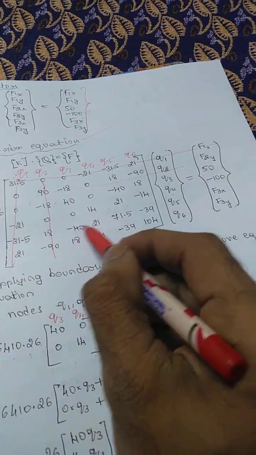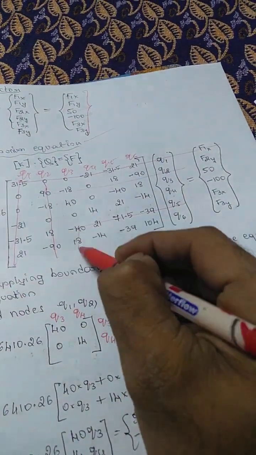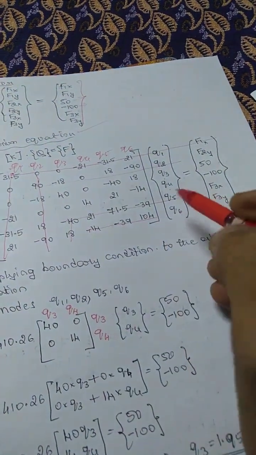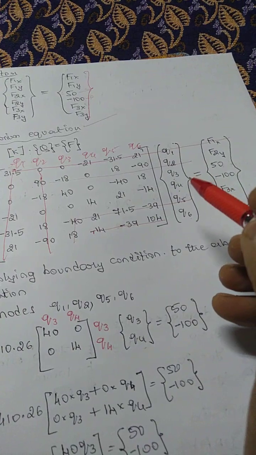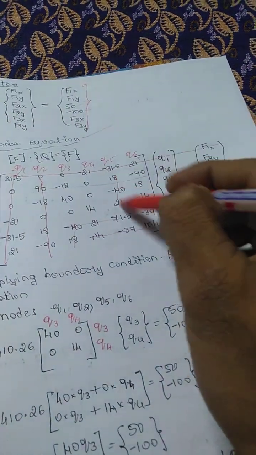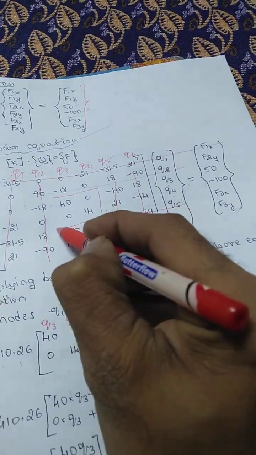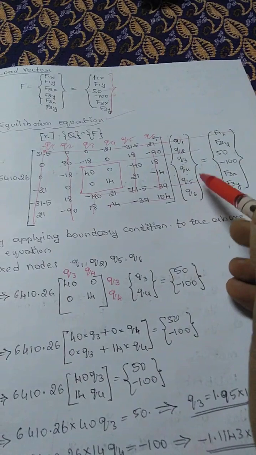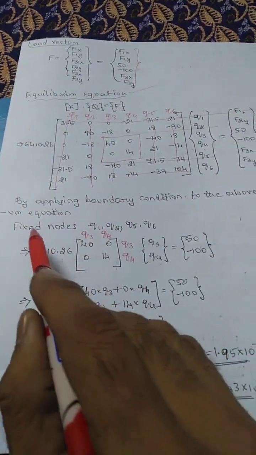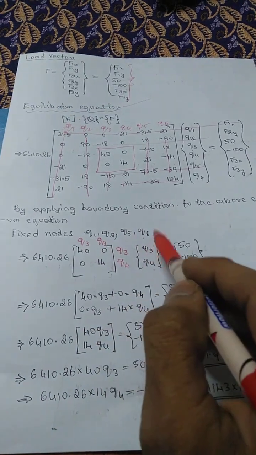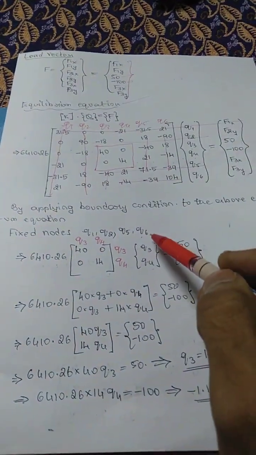Now q5 is gone, and q6 is also gone. So what remains is only these four values, q3, q4. Next, the fixed nodes q1, q2, q5, q6 have been removed.